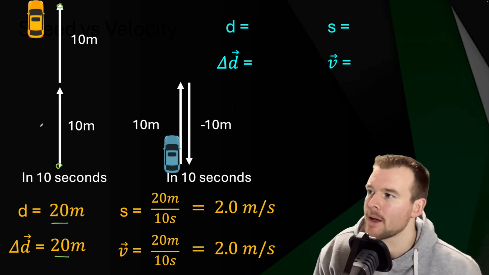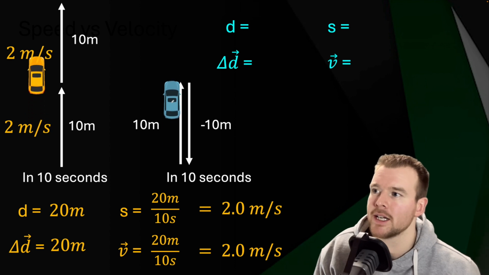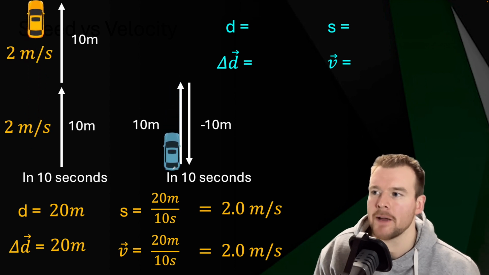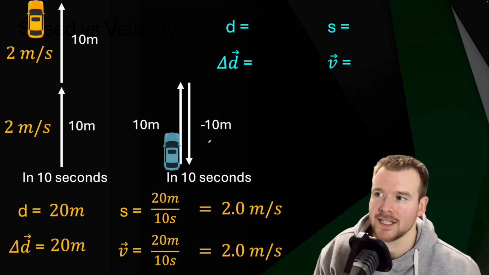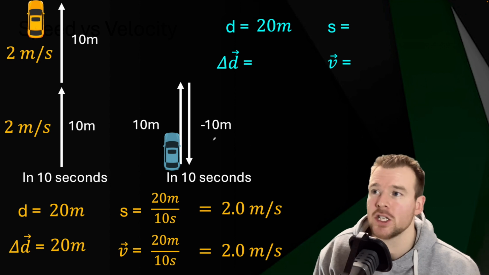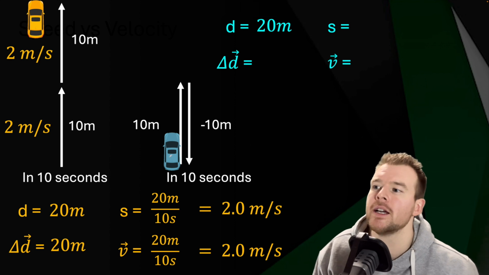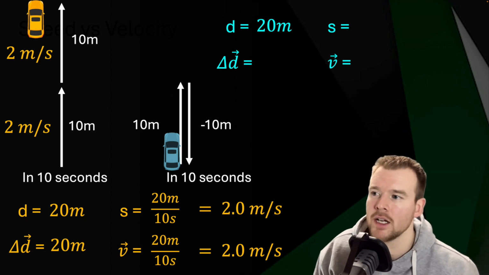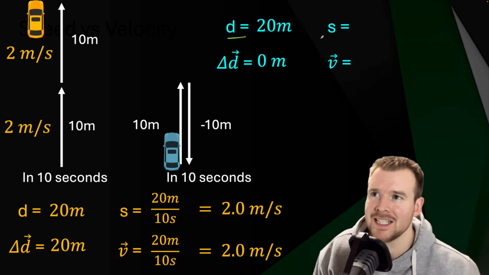Okay, so looking up here, just to summarize, we were going 2 meters per second and 2 meters per second. Now let's look at the motion of the blue car here, forwards and back. The distance is actually the same because we go 10 meters up and then 10 meters down, so our distance is going to be 20 meters. Our displacement, though, is where we start to see the difference. 10 meters up, 10 meters down, we end up in the same place that we started. Our displacement is 0. Once again, our distance and speed is going to look very similar because it happened in 10 seconds.